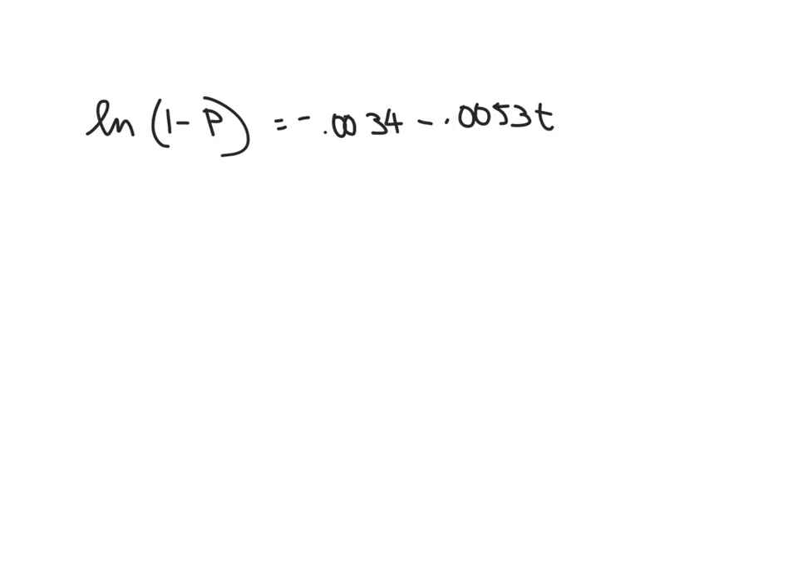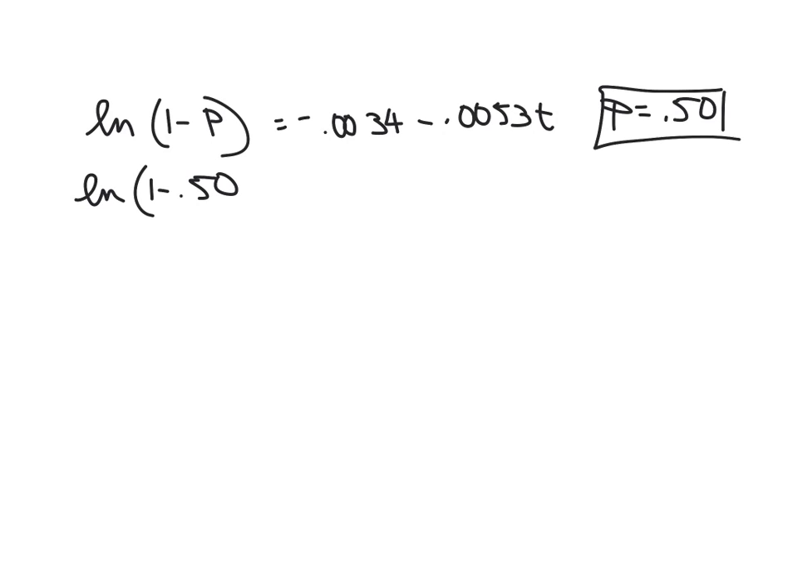So, what we're interested in doing here is finding the value of T that makes P 50%, or 0.50, because that's 50% in decimal. Okay, so we're going to replace P with 50%. 1 minus 0.50. Alright, so that gives us our negative 0.0034 minus 0.0053 T. So we're looking for T there.